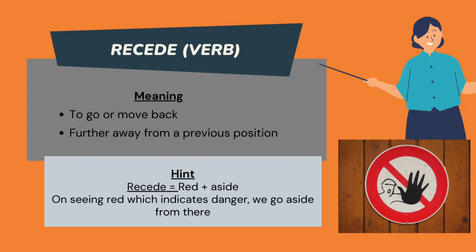To memorize this word, you can make a mnemonic like recede, red, aside. On seeing red, which indicates danger, we go aside from there. Whenever we see anything that's in red or any symbol that is red, we automatically get in our inside that it is the symbol of danger. So we recede from that place or that position.